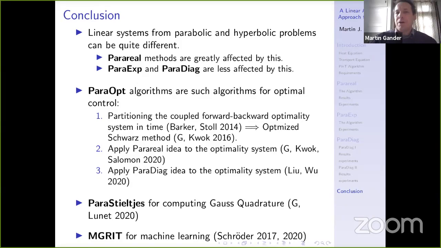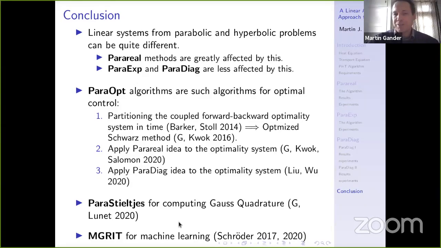You can also apply this parareal idea and coarse correction to the optimality system, and not just solve the forward or backward problem in parallel, but really devise a new algorithm that solves the coupled problem with parareal technology. And there is the ParaDiag variant developed by Shulin Wu again, that solves the optimality system by diagonalization, again very successfully for the wave equation.